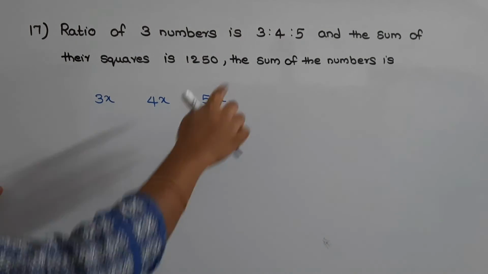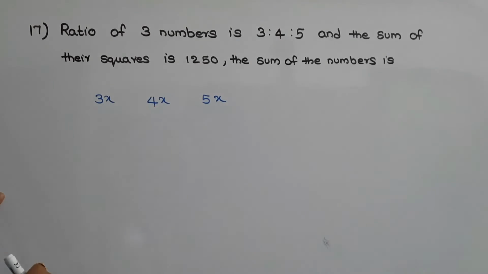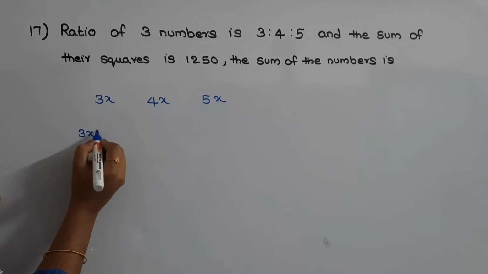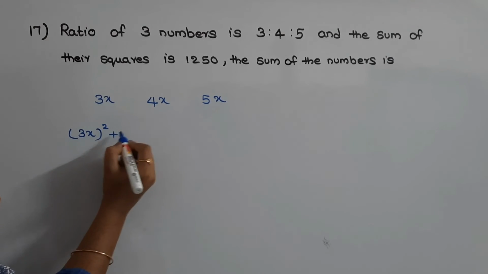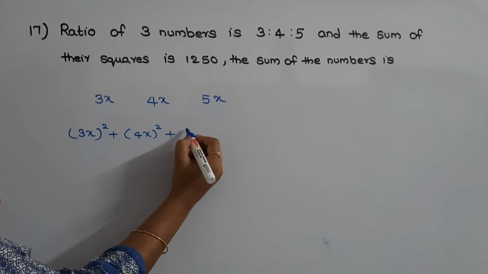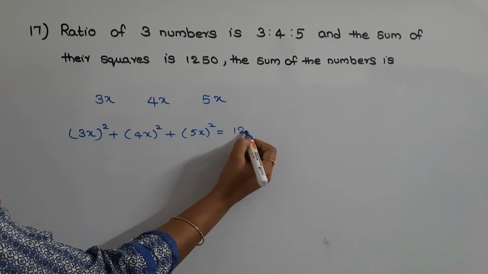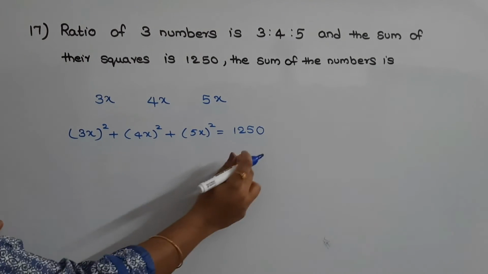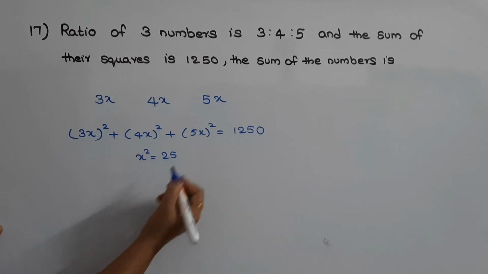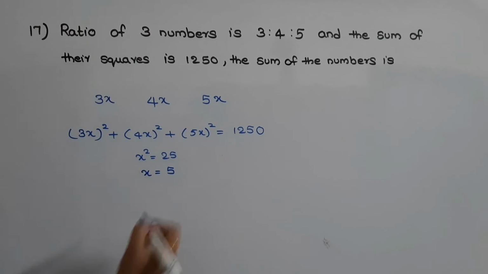And in the question the sum of their squares is given as 1250. So what will be the sum of the squares? That is (3x)² plus (4x)² plus (5x)² is given as 1250. On solving this we will get x² is equal to 25, or from this, x is equal to 5.